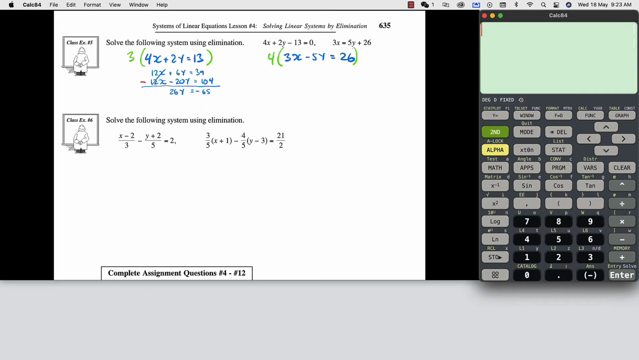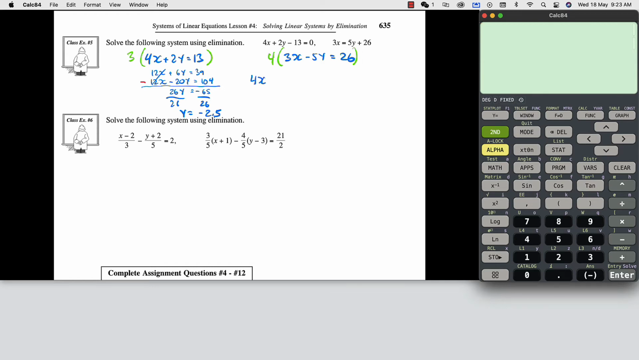Okay, and if I divide both sides by 26, I get negative 65 divided by 26, and we end up with y equals negative 2.5. Okay, so now that we know y is negative 2.5, we are going to want to substitute that y value into one of the equations to solve for x.